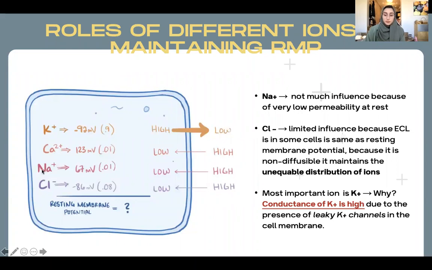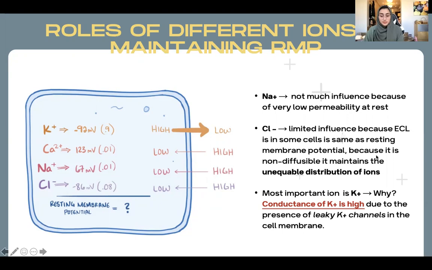You have sodium, which doesn't really have that much of an influence on the resting membrane potential. It has an influence, and I'll talk about that in a second, but it's not as significant as potassium. Obviously the resting membrane potential is a negative number. It's not at positive 67, it's closer to -70, -80. That is closest to the equilibrium potential of potassium, and it's also close to chloride. Although it's close to chloride in number, chloride is not super permeable in the cell membrane, so it doesn't make that much of a difference.